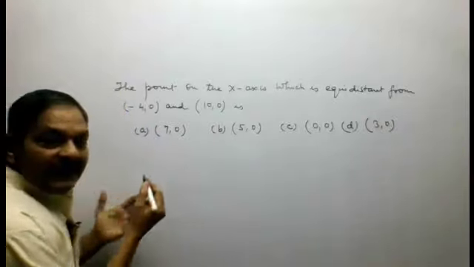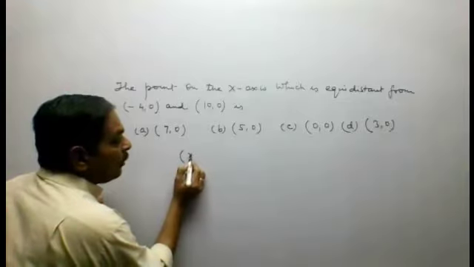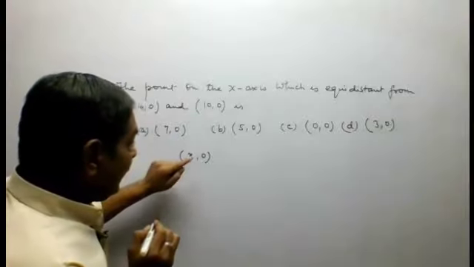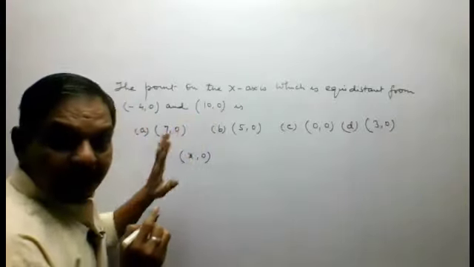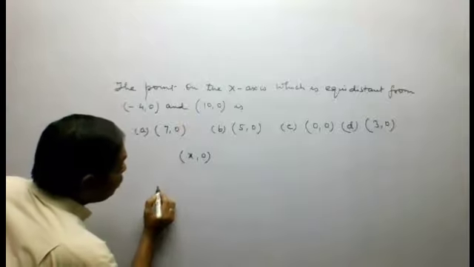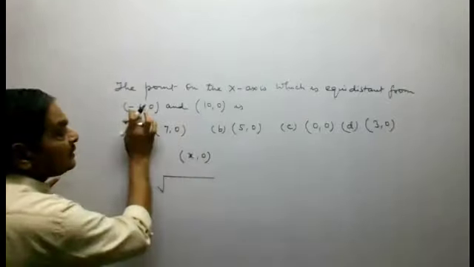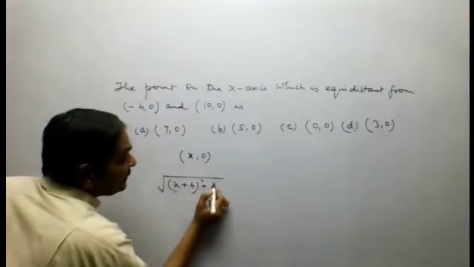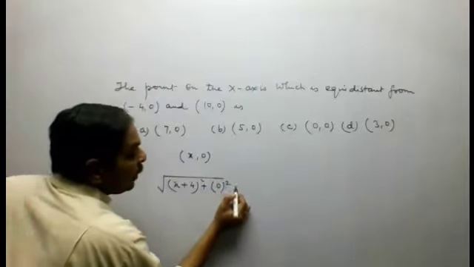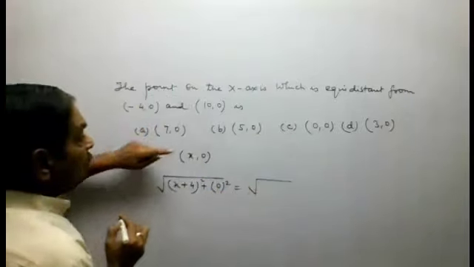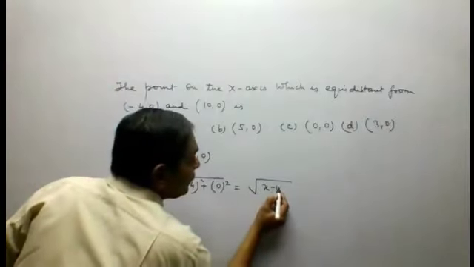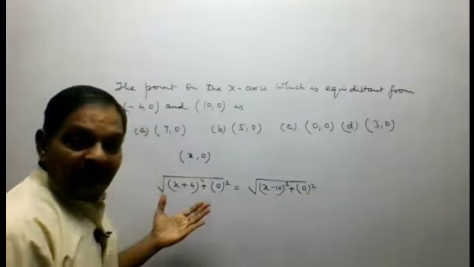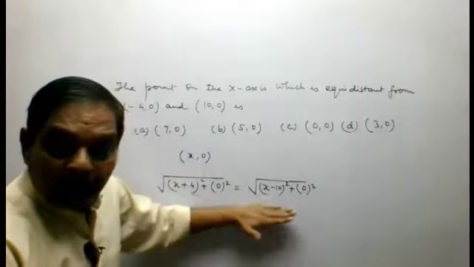Now let us say that the required point has coordinates (x, 0). So its distance from the first point and its distance from the second point should be equal. Apply the distance formula. So under root of (x minus minus 4), so it will be (x plus 4) square, plus (0 minus 0), that is 0 square, that should be equal to under root of (x minus 10) whole square plus (0 minus 0), that is 0 square. We have applied the distance formula and equated both the distances.